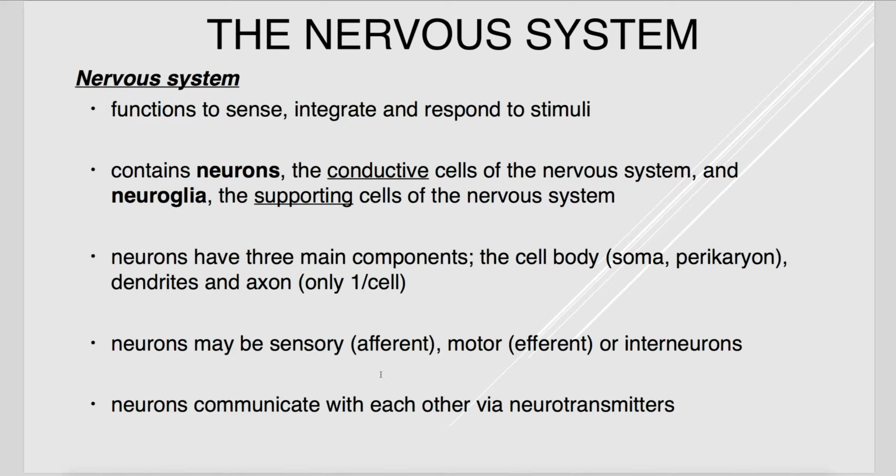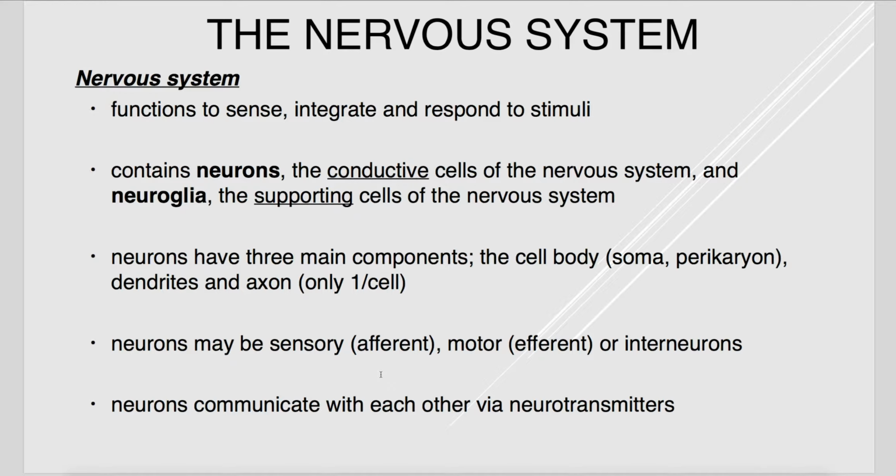So the nervous system as a whole, its job is to sense, to integrate, and then respond to different stimuli. And there can be any type of stimulus. There's all sorts of stimuli. The nervous system has neurons. These are the conductive cells, the cells that are going to conduct action potentials in the nervous system. Plus the neuroglia. Neuroglia means nerve glue, and these are supporting cells of the nervous system.